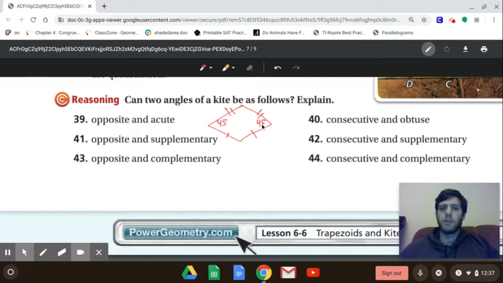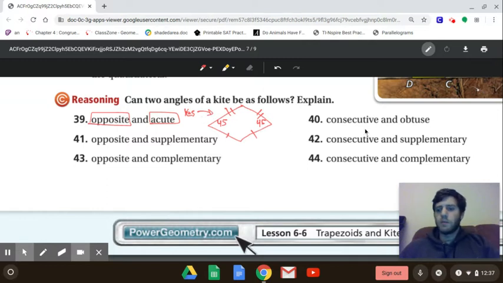You have one pair of opposite sides that's congruent, and certainly that could be less than 90 degrees. An acute angle is one that is less than 90 degrees, and they're opposite. Two angles in a kite are opposite angles, and they're acute. They're less than 90. So that one is a yes. And then we have our diagram to explain.